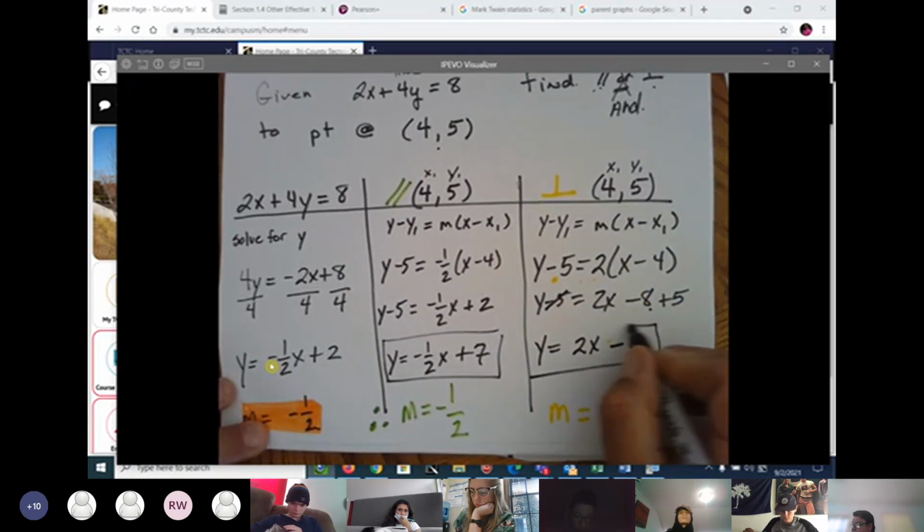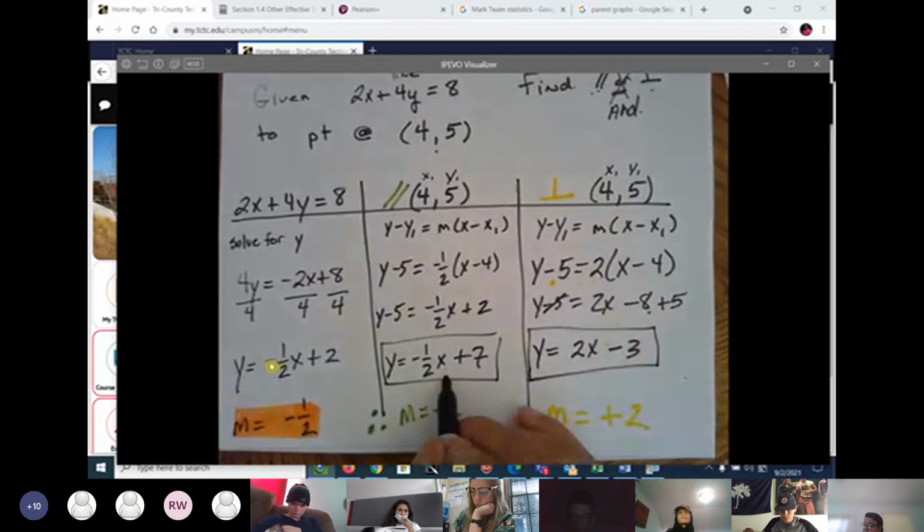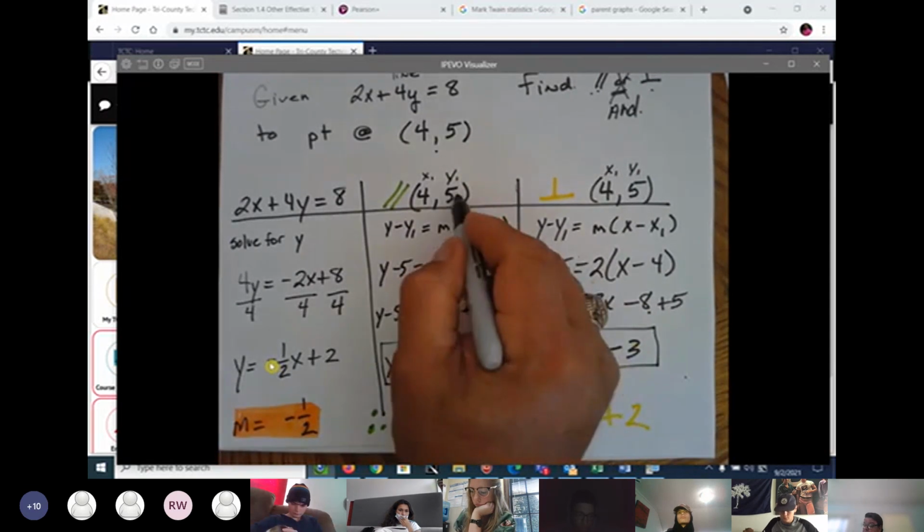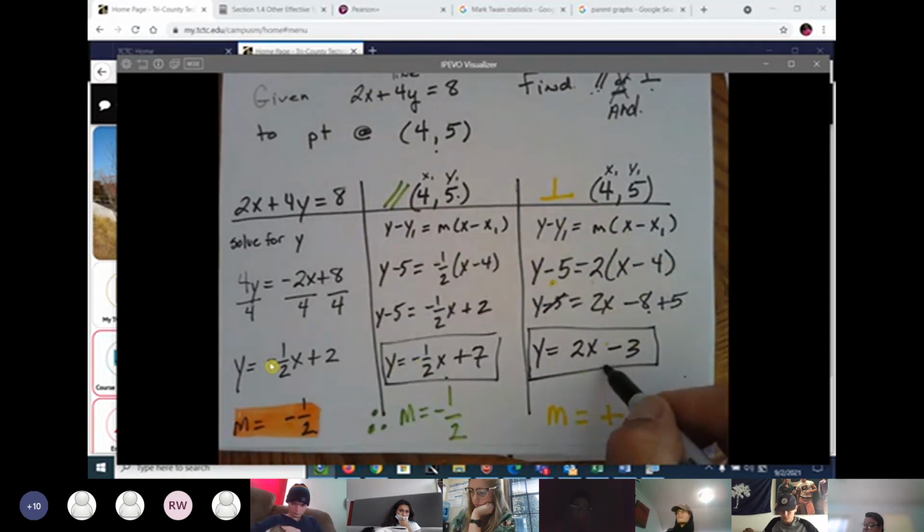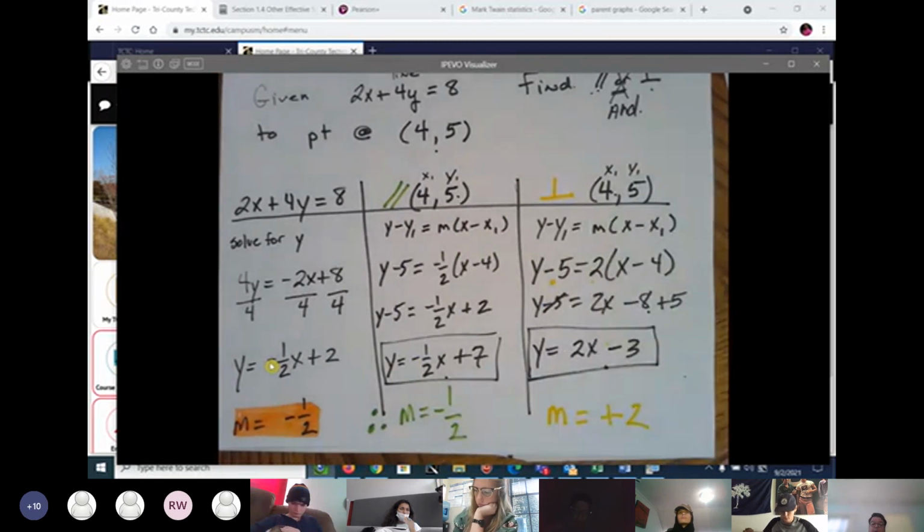And this is the parallel line that goes through this point, and this is a perpendicular line that goes through that point.